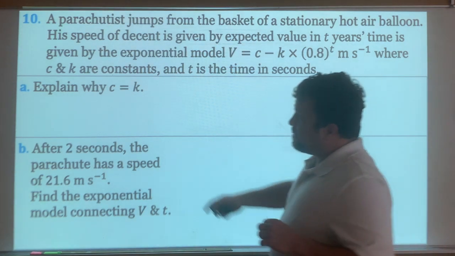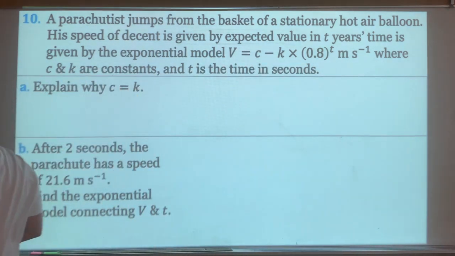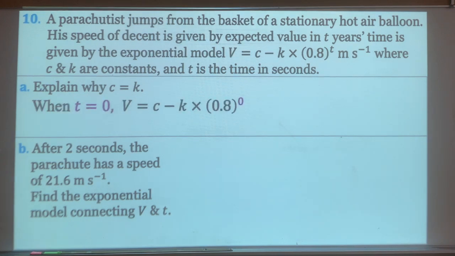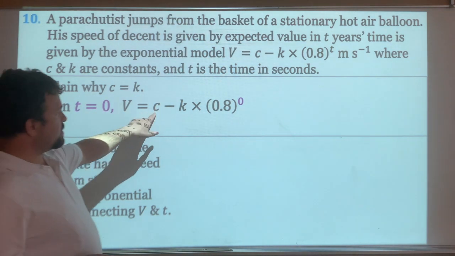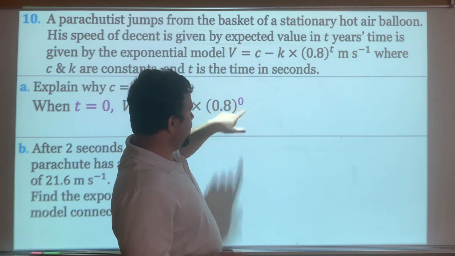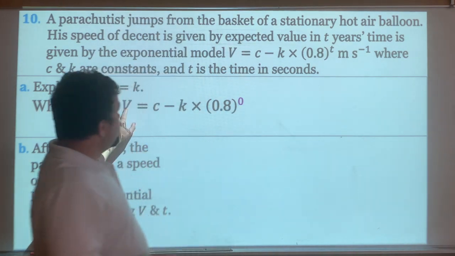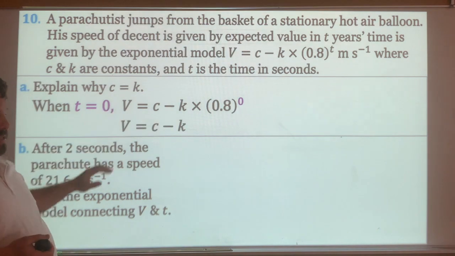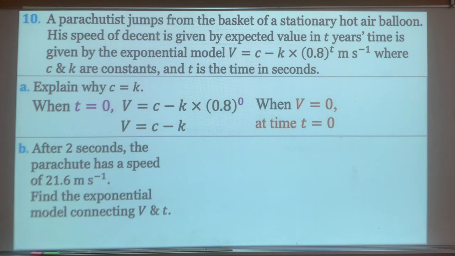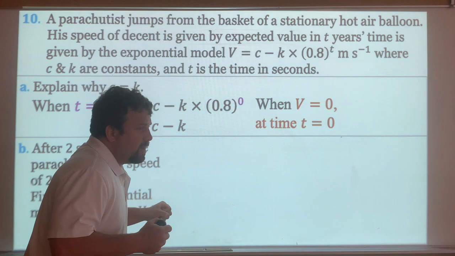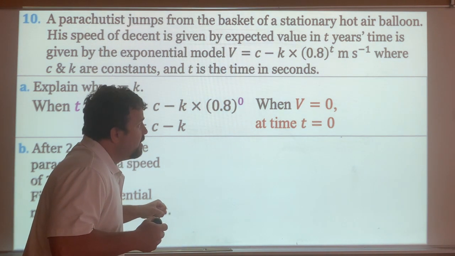Okay, first thing I want you to do: explain why C equals K. Why does C equal K? Well, when T equals 0, your initial time before you jump, V equals C minus K times 0.8 to the 0. What's your initial velocity when you jump? That's also 0. So V equals C minus K, but your velocity equals 0 when your time is 0, because before I jump, I'm getting ready to jump, I'm not moving. I'm still, and then I jump.